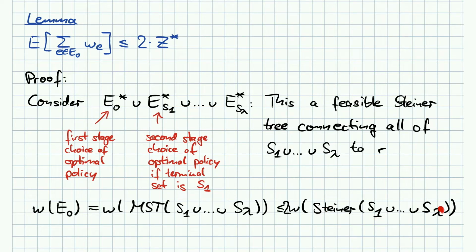And now what is the cost of a minimum Steiner tree connecting S1 through S lambda to the root? Well, this will certainly be at most as much as when we take what we now identified as one possible solution to that. So instead we could take S1 through S lambda, the sets of the optimal policy. This is a possible solution, and I shouldn't forget the factor 2 in here.